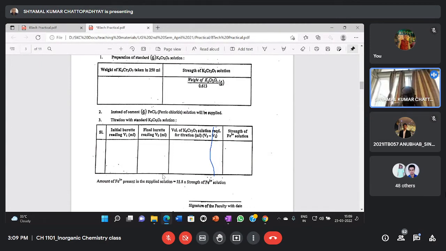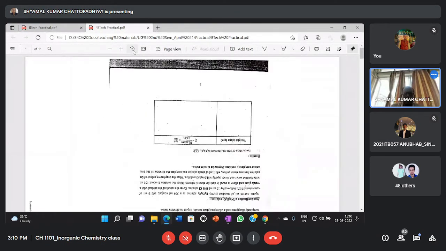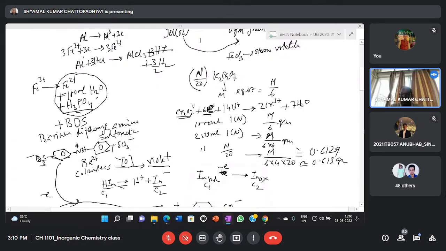Our next experiment is more complicated. In fact, this should be experiment number 1, and experiment number 2 is this one, which is estimation of copper ion in a supplied solution. Usually it is brass, but we supplied it for the estimation of copper ion. Now this experiment is divided into two parts. One is standardization of the sodium thiosulfate solution, and then using that standard thiosulfate solution, you have to estimate the copper solution by titration. So let us first try to find out what is the theory behind this. Okay.